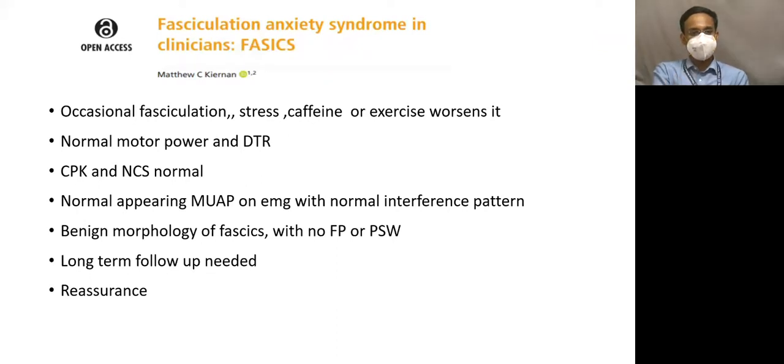So there is an entity called fasciculation anxiety syndrome, where they have predominantly only fasciculations. It is worsened by stress, caffeine, or exercise. The clinical examination is nearly normal, and the deep tendon reflexes are always normal. And electrophysiology, CPK, and all those tests are normal. He had looked at 23 such patients over 7 years and followed them up for 5 years. Out of 23 patients, only one patient actually developed ALS. The other 22 patients had benign problems and did not have much trouble. So this is an important thing that we must be cognizant about.